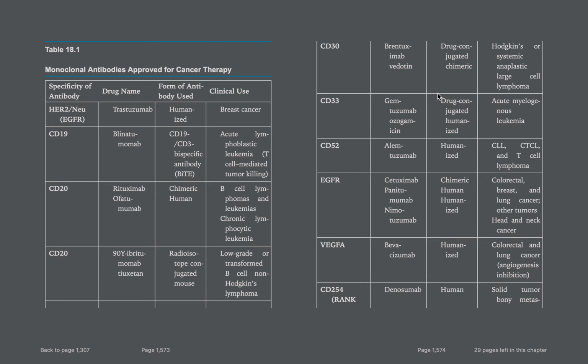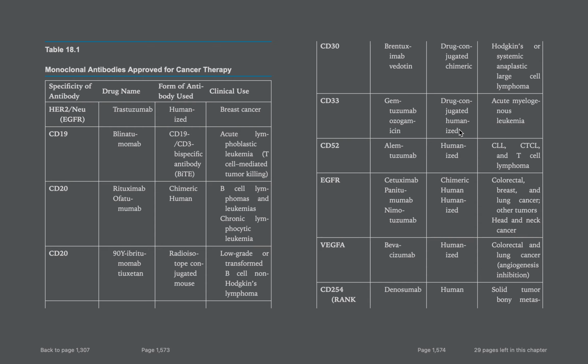CD30, which is called brentuximab vedotin for Hodgkin or systemic anaplastic large cell lymphoma. CD33, it is called gemtuzumab.